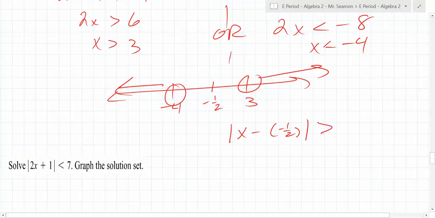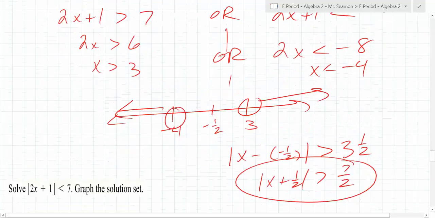Greater than, because it's going away. And what's the distance away from -1/2? What's the distance from -1/2 to 3? 3.5, because it's to the left. And I'll write it as 3.5. So it'd be x plus 1/2 is greater than 7/2.